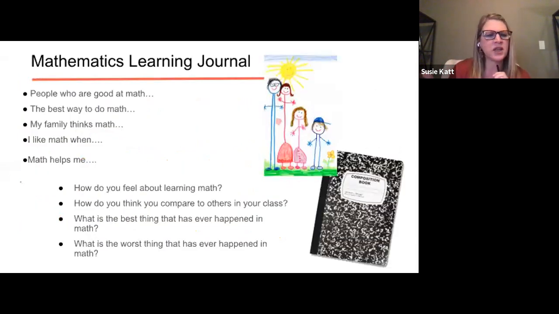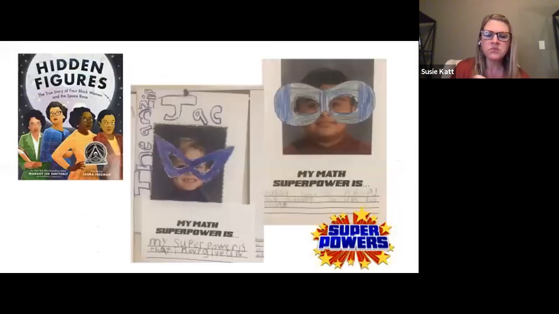So learning journals, again, are a great way to know your students. Young students can draw pictures, older students can write, with just some sentence starters. Or even just say, hey, I want you to think about this, and I want you to whisper this in my ear on the way down to the bathroom. You just get to know your students as mathematicians. So lots of great ways.